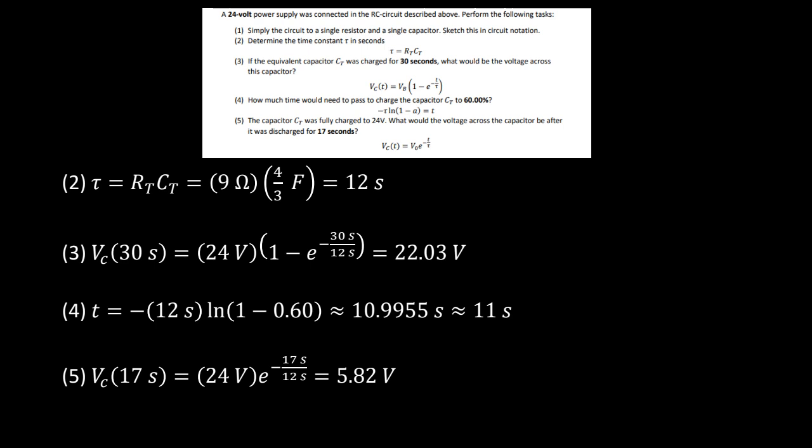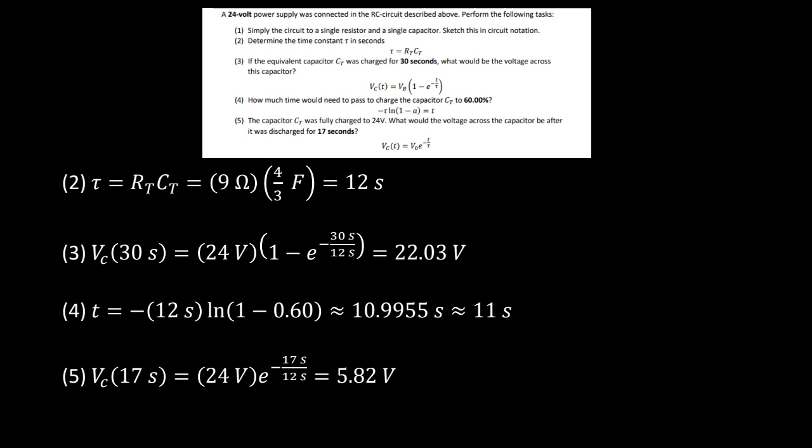So t equals negative 12 seconds times the natural log, or log base e, of 1 minus 0.6, the 0.6 coming from 60% charged. That's approximately 10.9955 seconds, which, give or take, you can round to 11 seconds. Although for your exams, if you're typing an answer in Blackboard Learn, put in as many decimal places as you're comfortable with, at least up to 6 or 8.